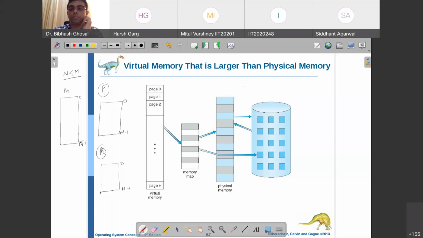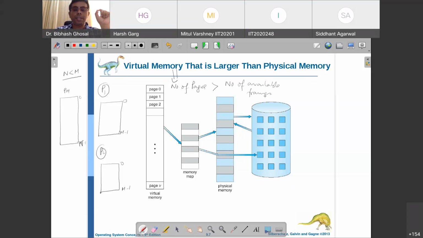Now see the problem. If the virtual memory is larger than the physical memory, it means that the number of pages is larger than the number of available frames. That's the problem. If I'm talking about the paging scheme, this is the situation that we have. So what to do? How to handle this problem?